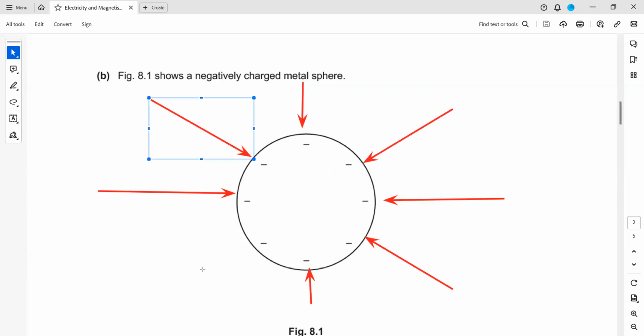The distance between the field lines shows the strength of electric field. So near the sphere, the field lines are closer. As you can see here, they are closer to each other. It means stronger electric field. But as we move away from it, the electric field starts to decrease.